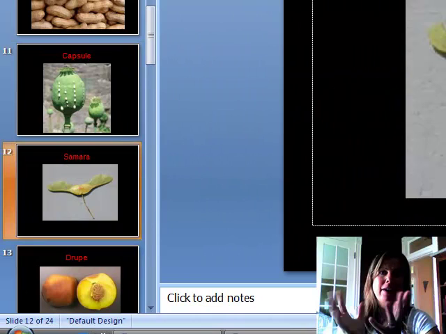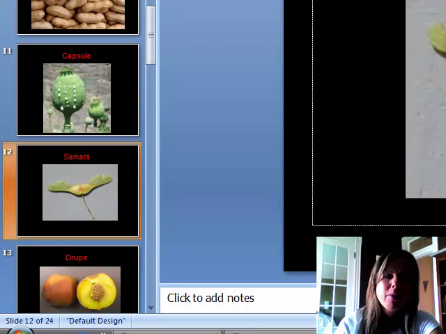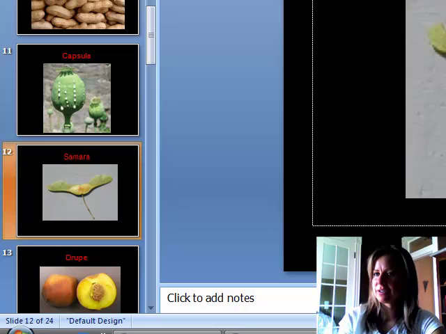Next one is called a samara. And sometimes you call samaras helicopters. This is like what maple trees are going to release. And obviously they have those big wings on them because they're going to use the wind to get from place to place.